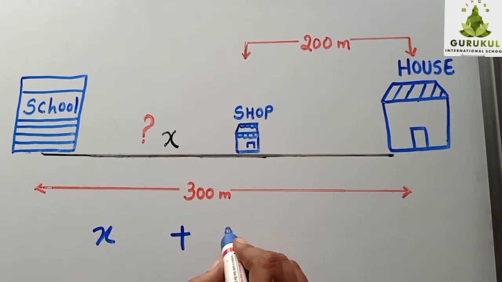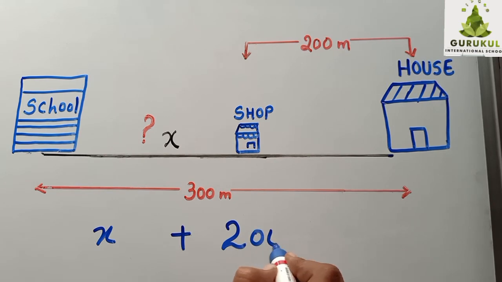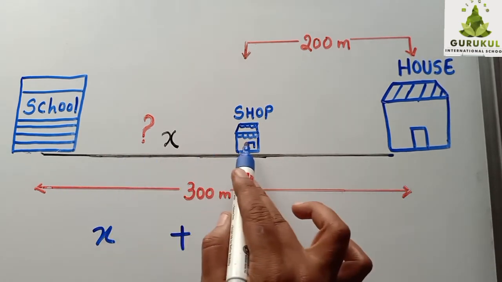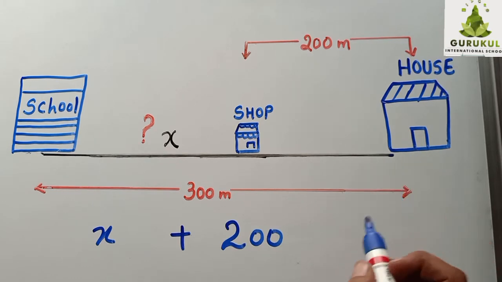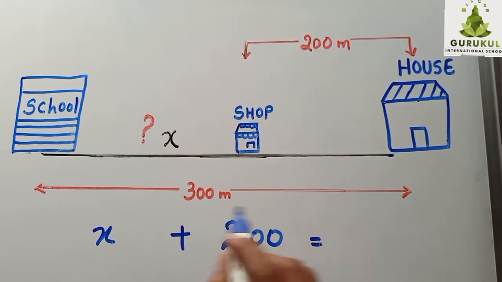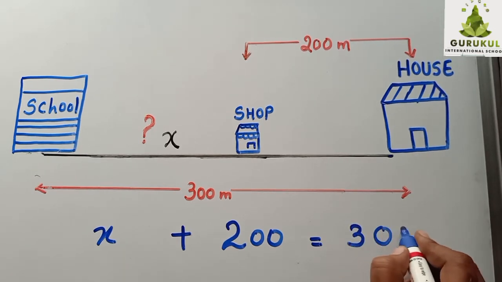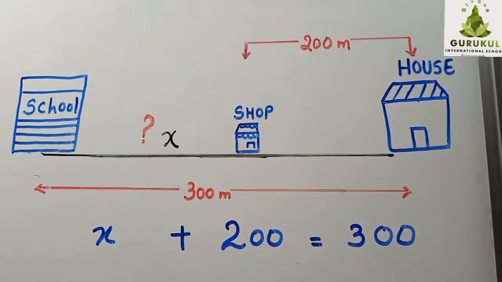What is the distance? 200. Is this clear? So this full distance is 300. When I add this distance plus this distance, I get the distance from school to my house. What is the distance from school to my house? It is 300. Now what I got is an equation. Is this clear to you?